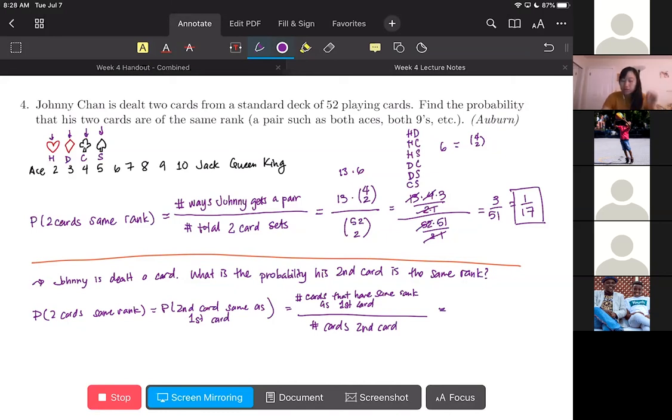So if we count this directly, we know there are 51 cards left for Johnny to get after he's already been dealt 1 card. And the number of cards that have the same rank as the first card, there's only 3 of them left in the deck. So we can count that as 3 over 51, and that just gives us 1 over 17.